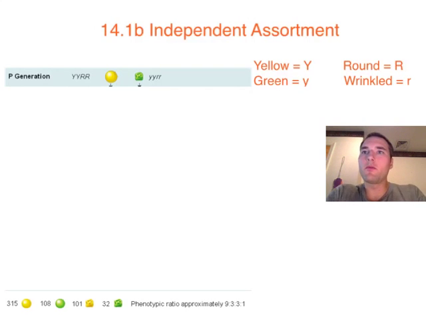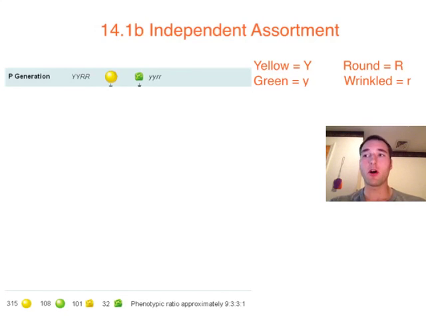Alright gang, I'm adding another little video here on section 14.1. It's just on the independent assortment idea that happens at the very end of section 14.1. I don't think this is a very difficult concept, but I want to go over it, highlight it, just to make sure that you understand the passing on of different alleles to offspring, especially if you're looking at more than one trait at a time. That's when things can get just a little bit confusing.